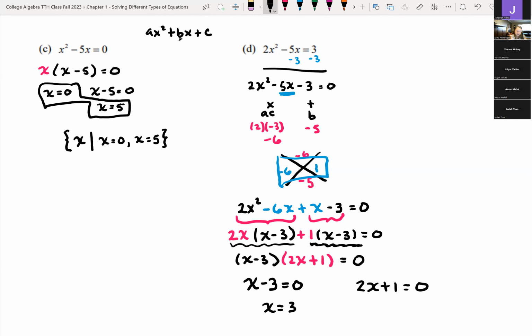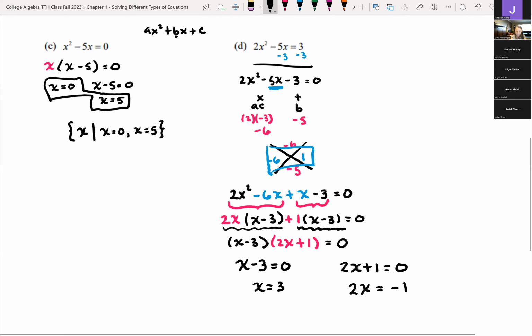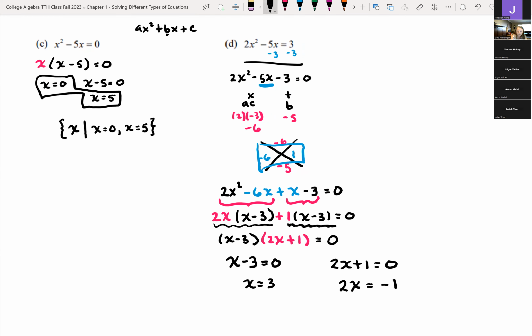For the second equation, we want to isolate our variable x. You would subtract 1 on both sides of the equation, so we would get 2x equals negative 1. We need to get rid of the coefficient in front of the x, so we're going to divide both sides by 2. So we get x is equal to negative 1/2. So we factored it and found the solutions to that quadratic equation.